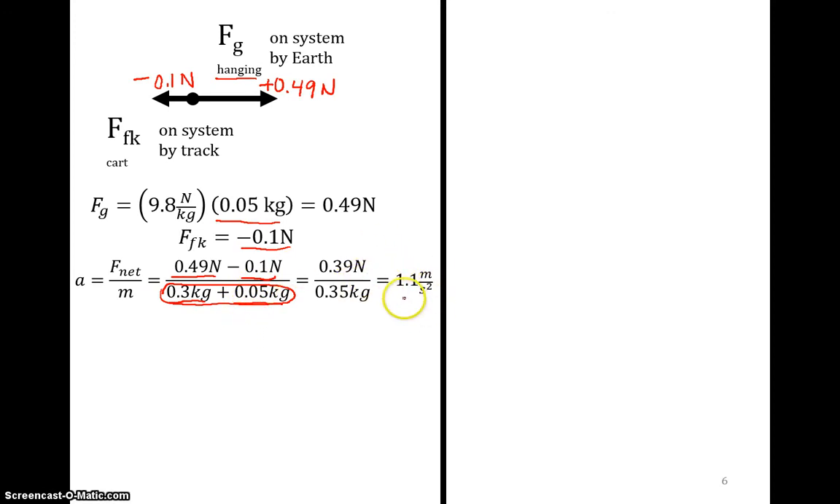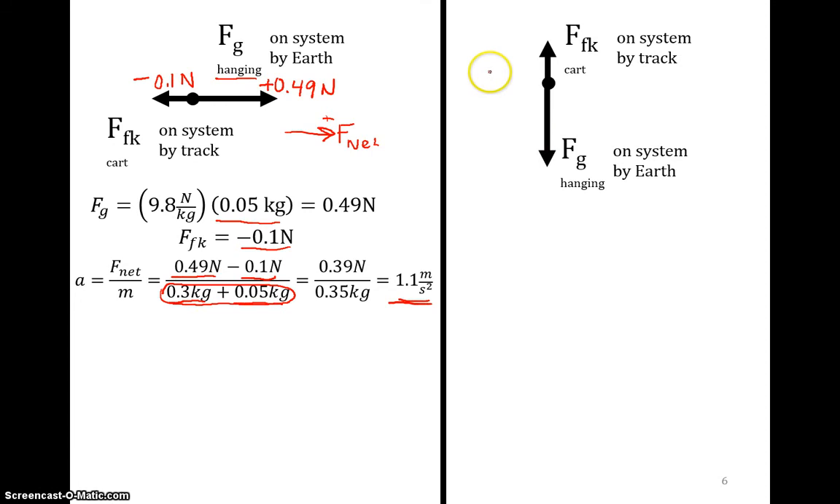I'm going to round it to 1.1 meters per second squared just so it fits here. We're going to have a rounding issue later, so if you want to keep a few more decimals here, your numbers will come out a little bit better later on. So 1.1 meters per second squared is the acceleration of this system. Positive 1.1 makes sense because our net force is going to the right, because that force of gravity is larger than the friction force. So positive F net, positive acceleration.